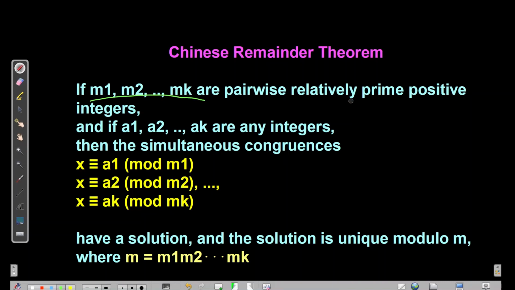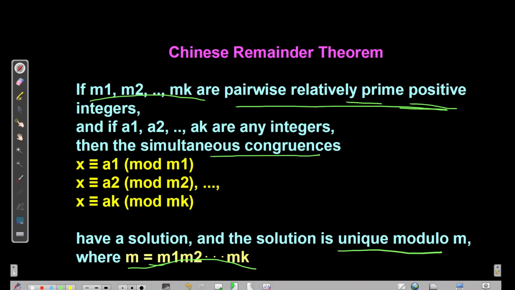So remember, all should be relatively prime and should be positive integers. And a1, a2, ak are any integers, then the simultaneous congruences x congruent to a1 mod m1, x congruent to a2 mod m2, x congruent to ak mod mk have a unique solution. And the solution is unique modulo m, where m is m1 times m2 times mk. So this is the statement of the Chinese remainder theorem. Here the key words are pairwise relatively prime positive integers and simultaneous congruences having the unique modulo.